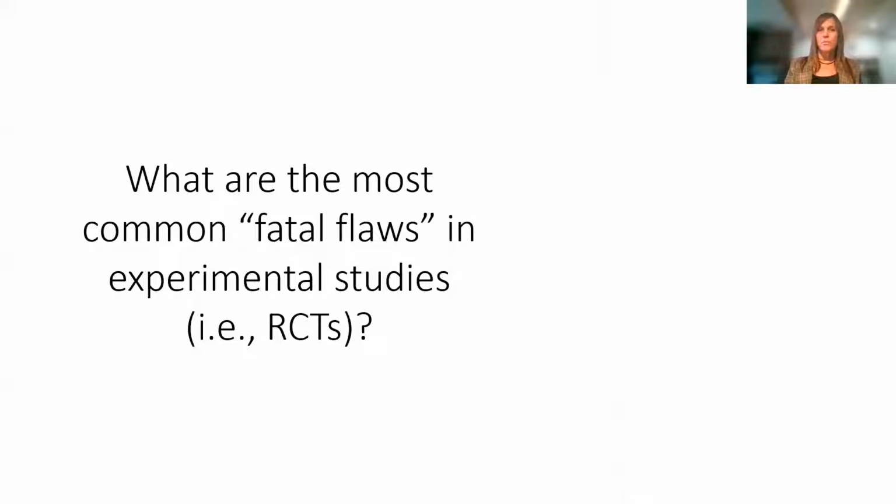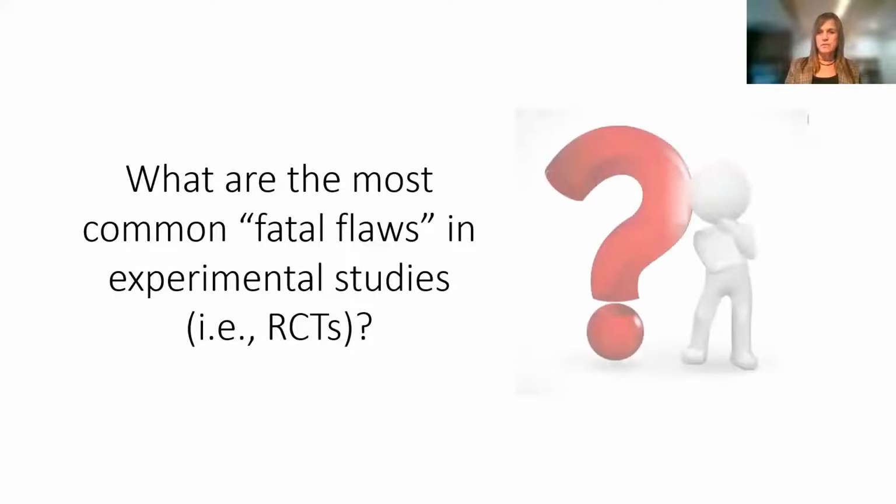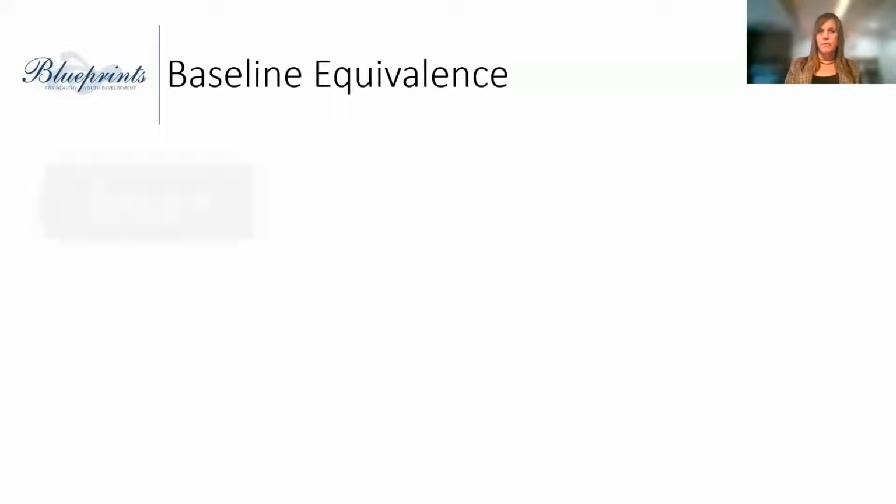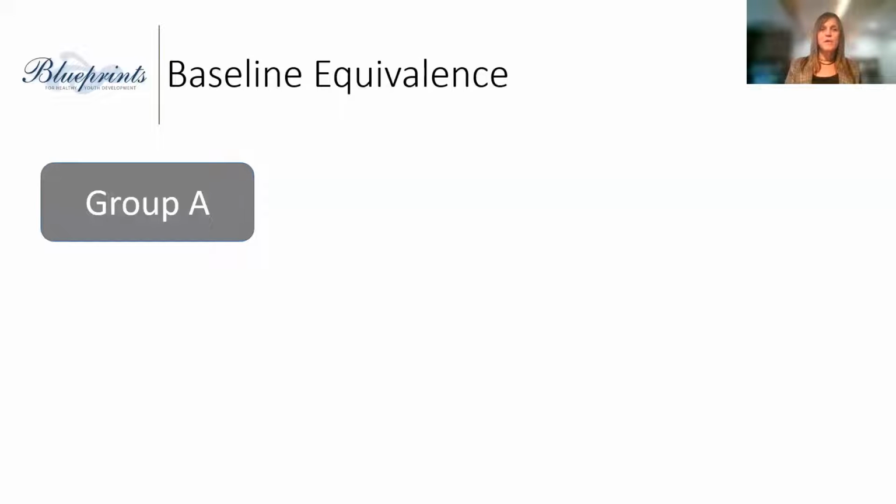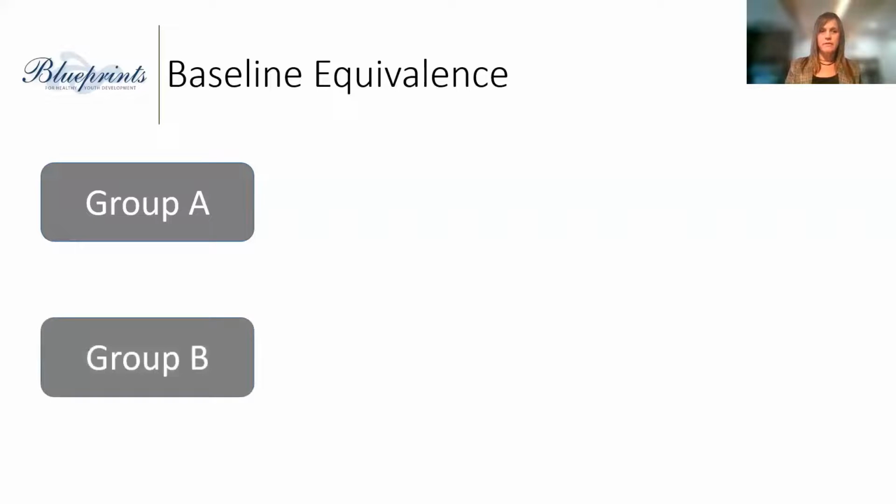So, what are the most common problems associated with experimental studies or RCTs? What we found is baseline equivalence being a major threat to trusting the study results. Let me explain what that means. We have Group A and Group B.